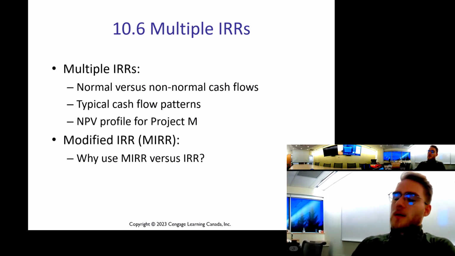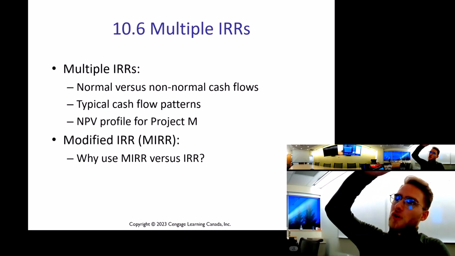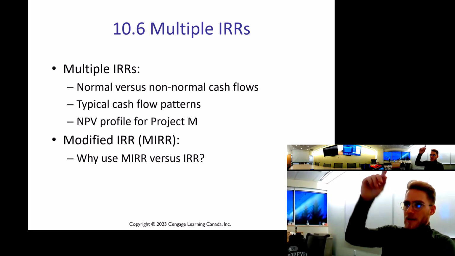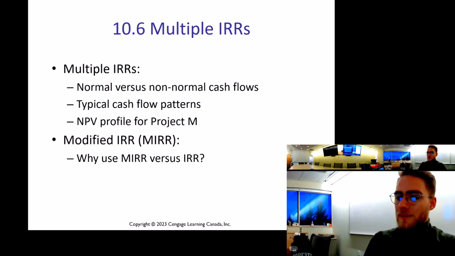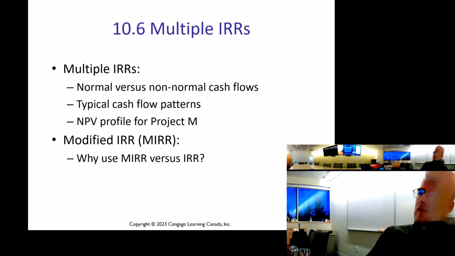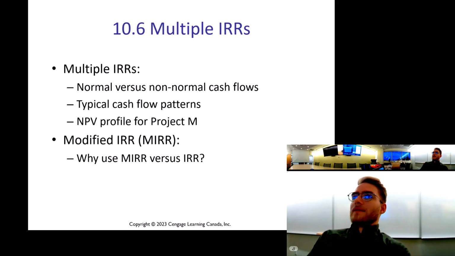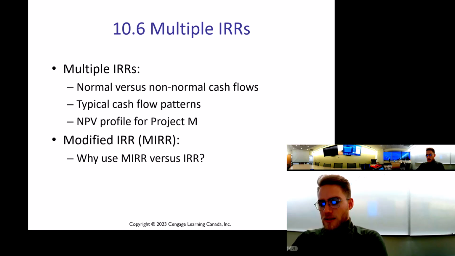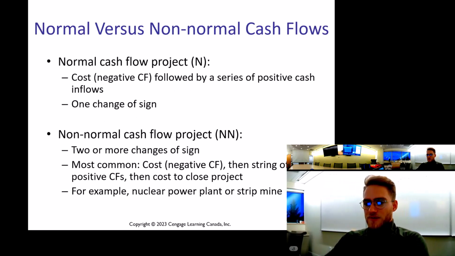Okay. You can also have the circumstance where you get multiple IRRs, when you have a curved NPV profile where it comes up, crosses the x-axis, it's profitable, and then it drops back down. It's in very specific circumstances, and it is a little more complex. With a modified internal rate of return, you won't have that situation. It's completely avoided. All right. So normal versus non-normal cash flows.